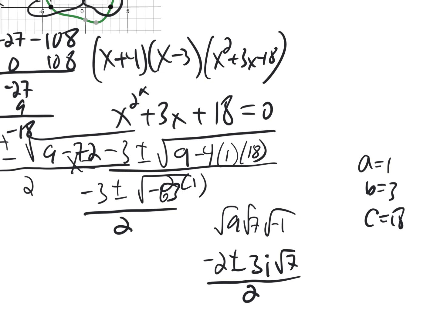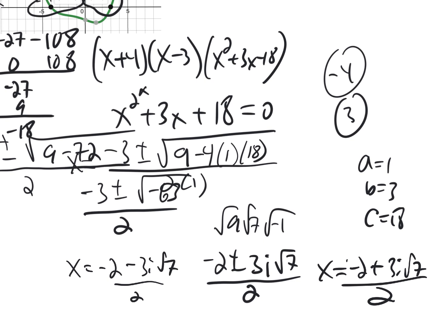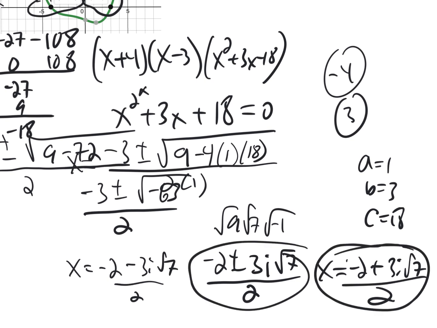So the first zero is x equals -3 minus 3i root 7 all over 2. And the other one is x equals -3 plus 3i root 7 all over 2. So we've got -4 is a 0, we've got +3 is a 0, and then these two zeros, and that's a total of 4. And that's all you need to worry about.